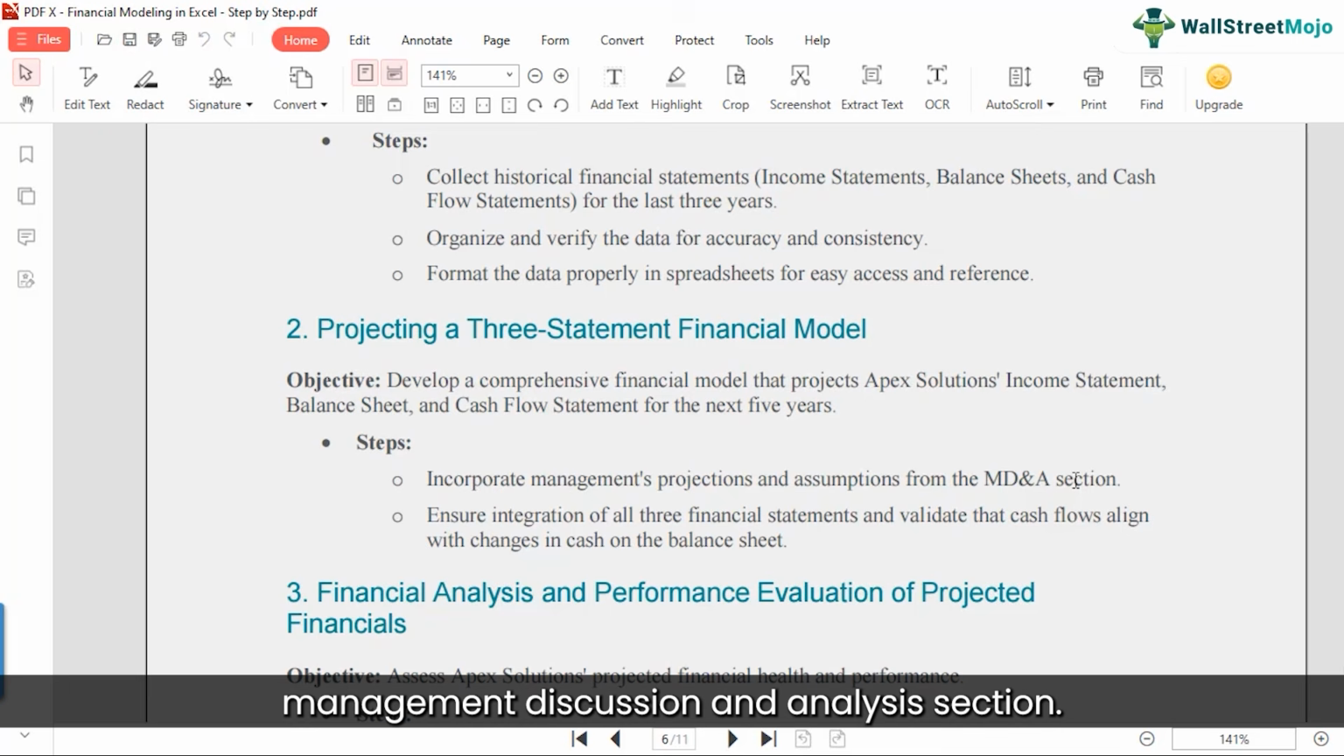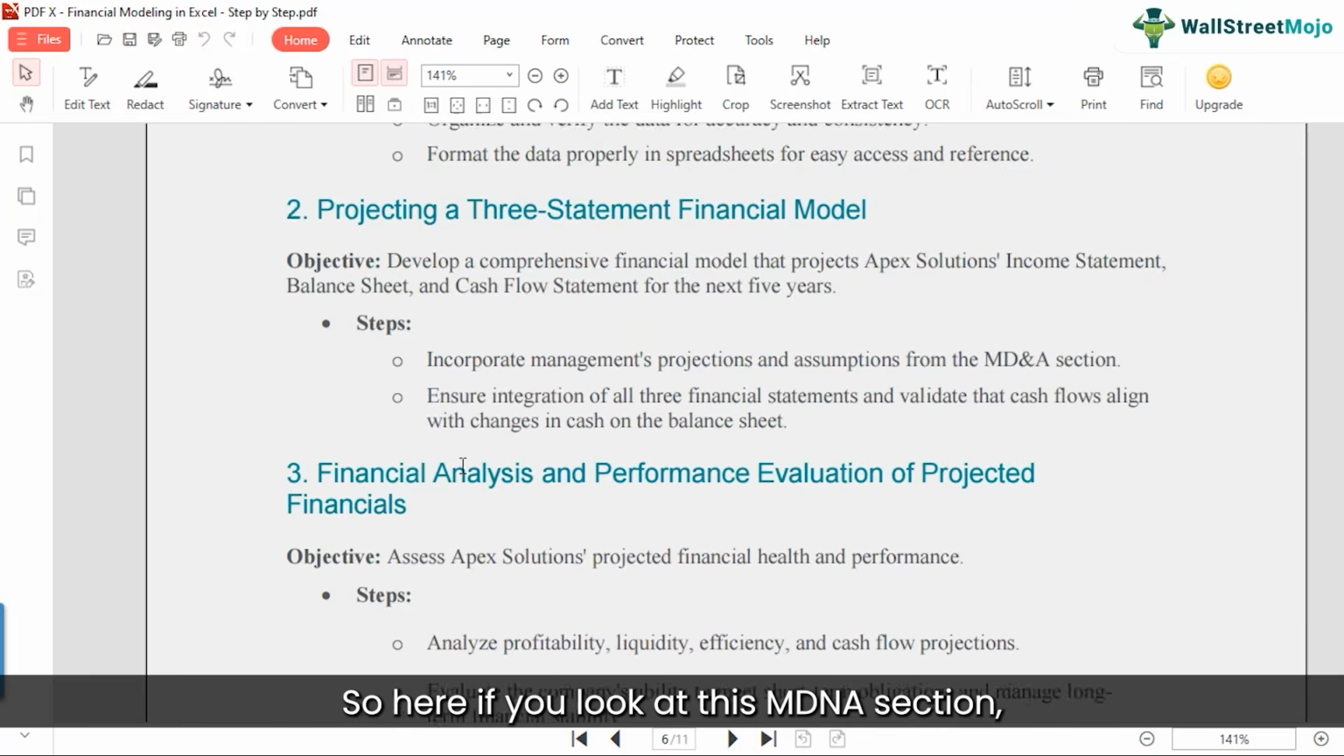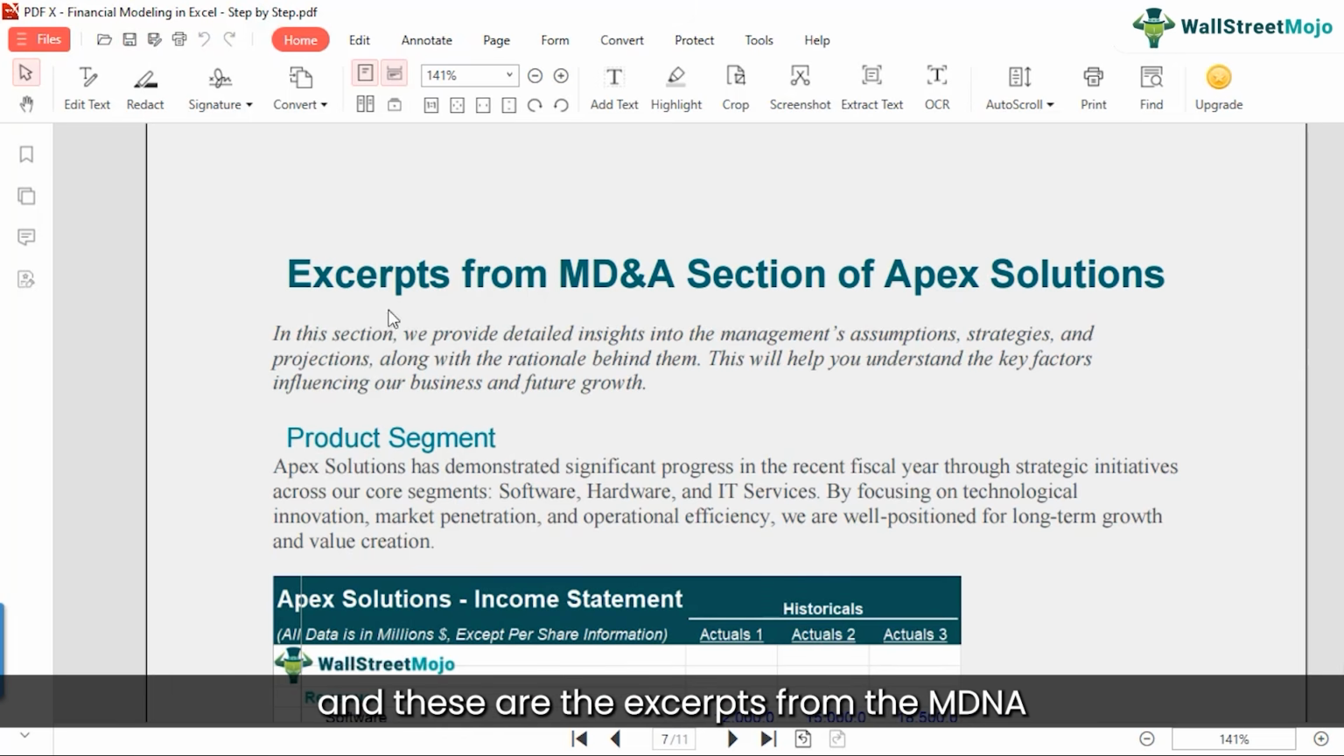MD&A is nothing but the management discussion and analysis section. It's typically a part of the SEC filings. For example, when you download a 10-K report or an annual report of a specific company, they have this section where they analyze the business of the company and also give you variables on how the company may perform going forward and what they feel about it. Analysts like us typically pick cues from there and create the financial model accordingly. So if you look at this MD&A section, I would like you to scroll here, and these are the excerpts from the MD&A section of Apex Solution.